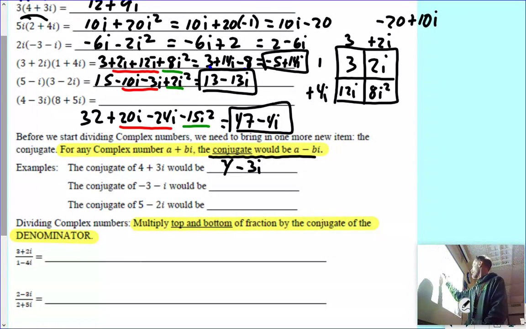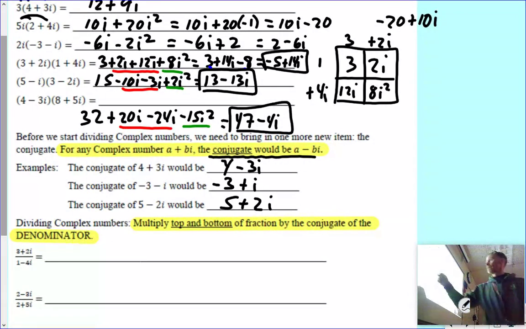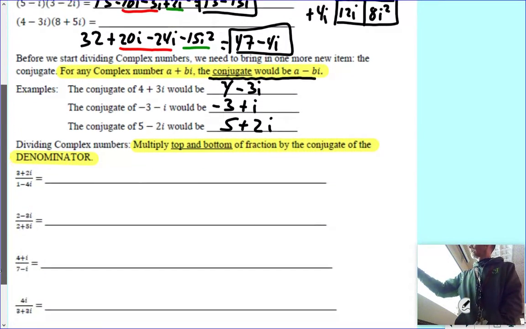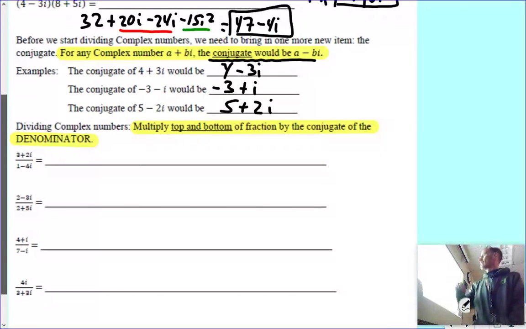So the conjugate of negative 3 minus i would be negative 3 plus i. The conjugate of 5 minus 2i would be 5 plus 2i. And that's all that a conjugate is. We'll talk more about conjugates in a later video when you go back into the solutions of quadratics and higher order polynomials. But that's how you find the conjugate if you're given a complex number.